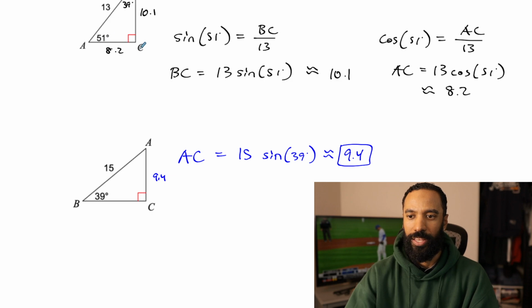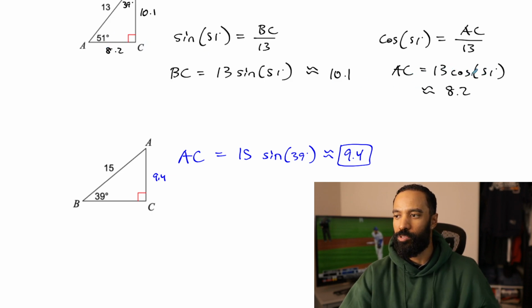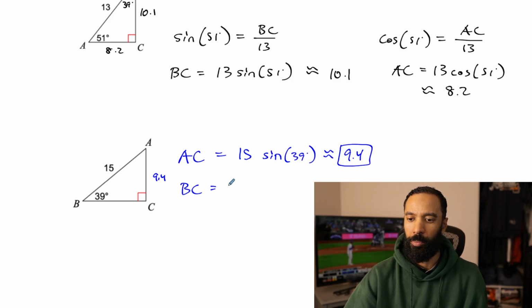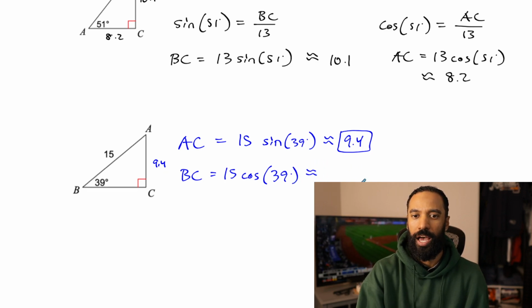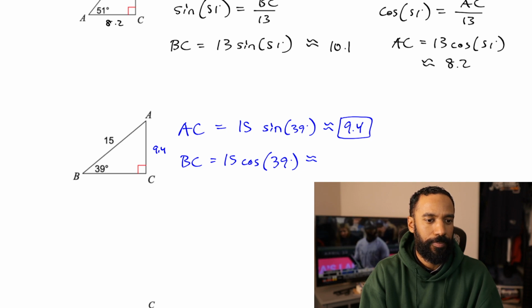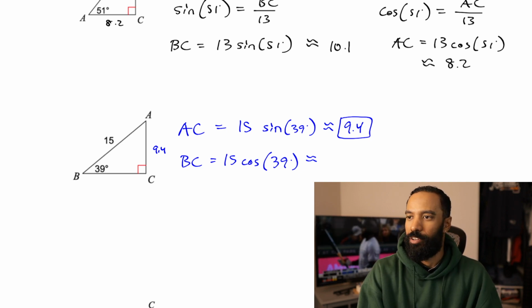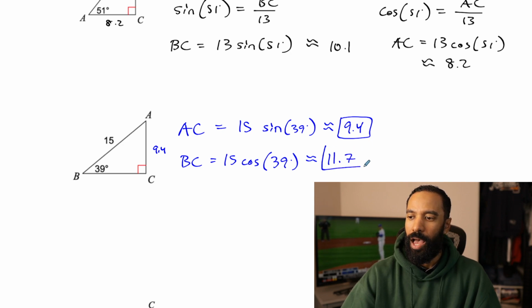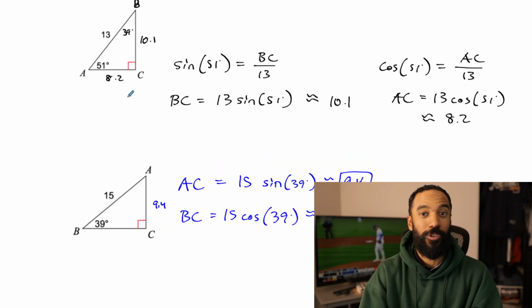The BC, like this AC, was the hypotenuse times the cosine of the angle. So BC, in this case, will be 15 times the cosine of this angle. It's just the same as the last one when it comes to the appearance of the problem. So 15 times cosine of 39. 11.65, so around 11.7.